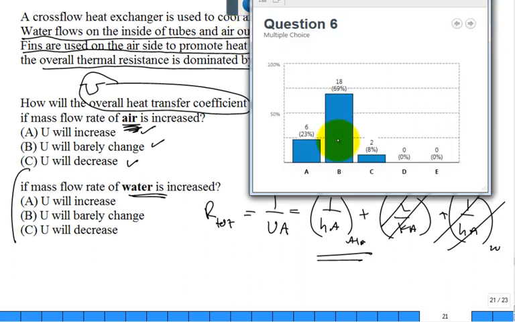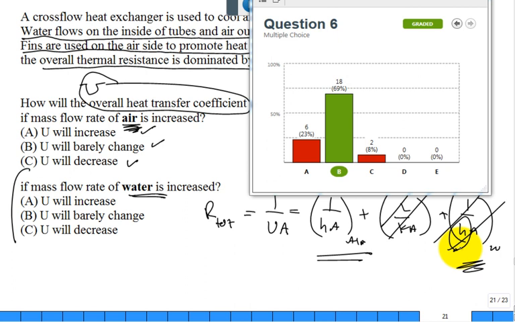Well, it'll barely change. Why will it barely change? Because the water over here, yes, you're going to change that h, but it's not going to be that significant.